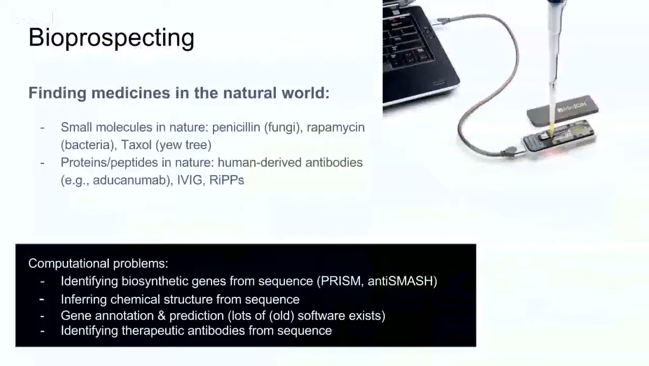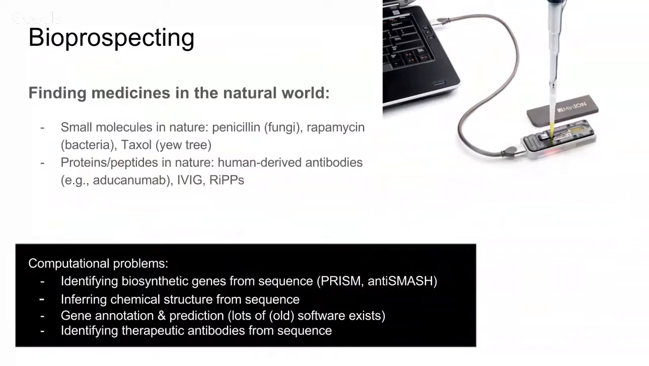Okay, so now we've chosen our drug target, and we want to make a therapy against it. How would we do that? Well, one way to do it is bioprospecting. So bioprospecting means you sort of go out and try and find medicines in the natural world.